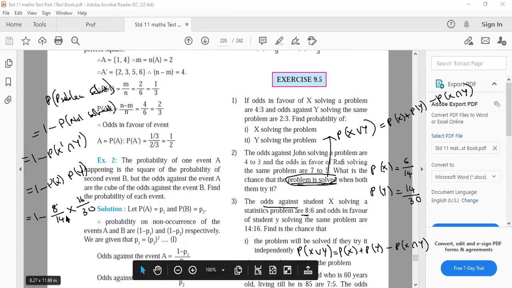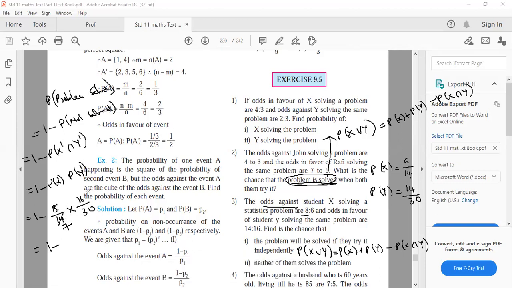So what became the answer? 1 minus, this became 4 by 7, this became 8 by 15. So 32 divided by 105. That is 105 minus 32 divided by 105, so 73 by 105. Yes, Nandana, 73 by 105.